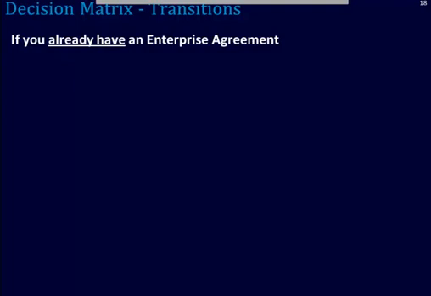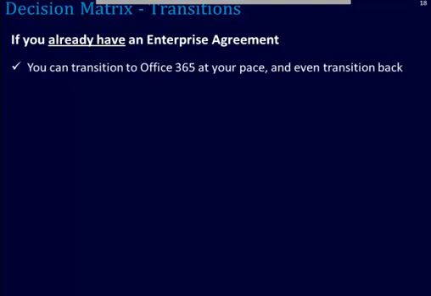So the pricing that we looked at, again, that's pure list pricing, and that's assuming that I don't have any existing software licensing agreements. If I already had an enterprise agreement, the pricing would be very different. For one, when you have an enterprise agreement, you can transition it to Office 365 and even transition it back at your own pace. And I'm not going to get into the nitty-gritty details of this other than to say that if you have an enterprise agreement, you can gradually work your way into Office 365 rather than having to make a wholesale conversion all at once.